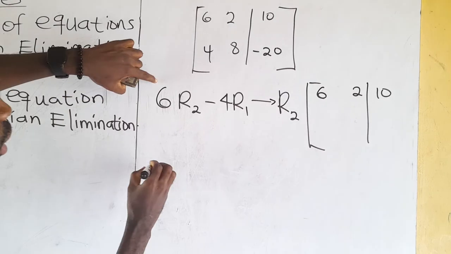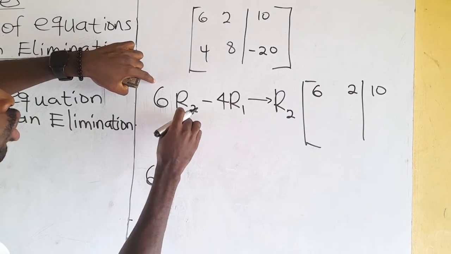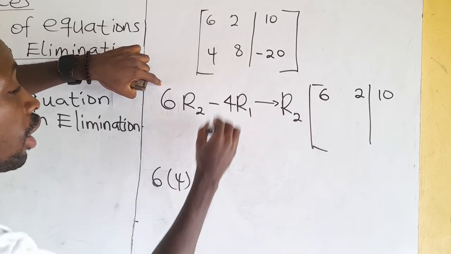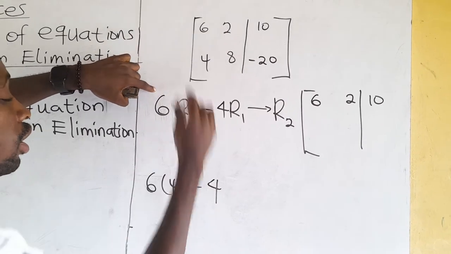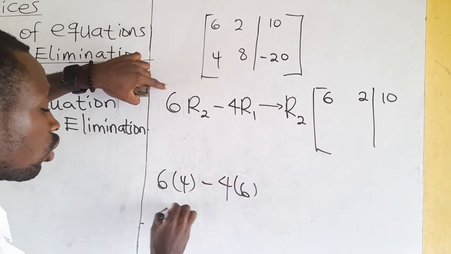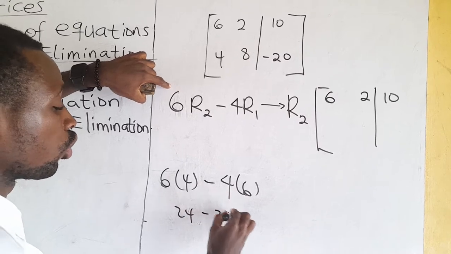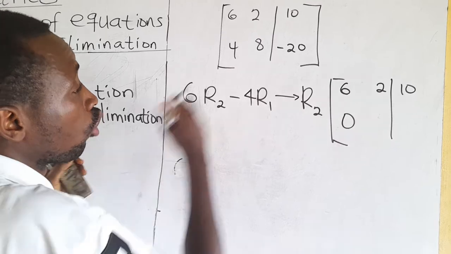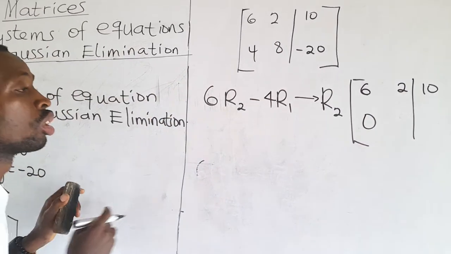So let's go 6 times our R2, which is 4, minus 4 times 6. So 6 times 4, 24. 4 times 6, 24. That will become 0. So you do that for all the second columns.